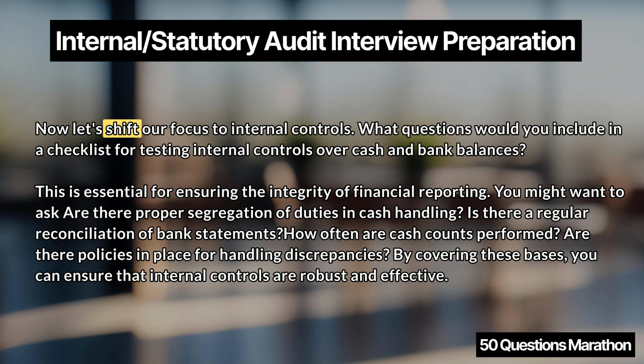Now, let's shift our focus to internal controls. What questions would you include in a checklist for testing internal controls over cash and bank balances? This is essential for ensuring the integrity of financial reporting. You might want to ask, are there proper segregation of duties in cash handling? Is there a regular reconciliation of bank statements? How often are cash counts performed? Are there policies in place for handling discrepancies? By covering these bases, you can ensure that internal controls are robust and effective.